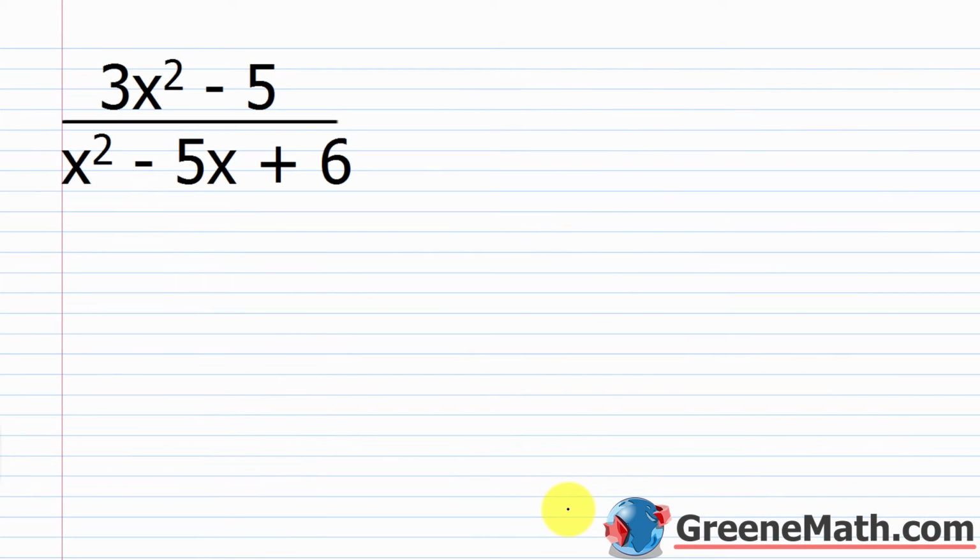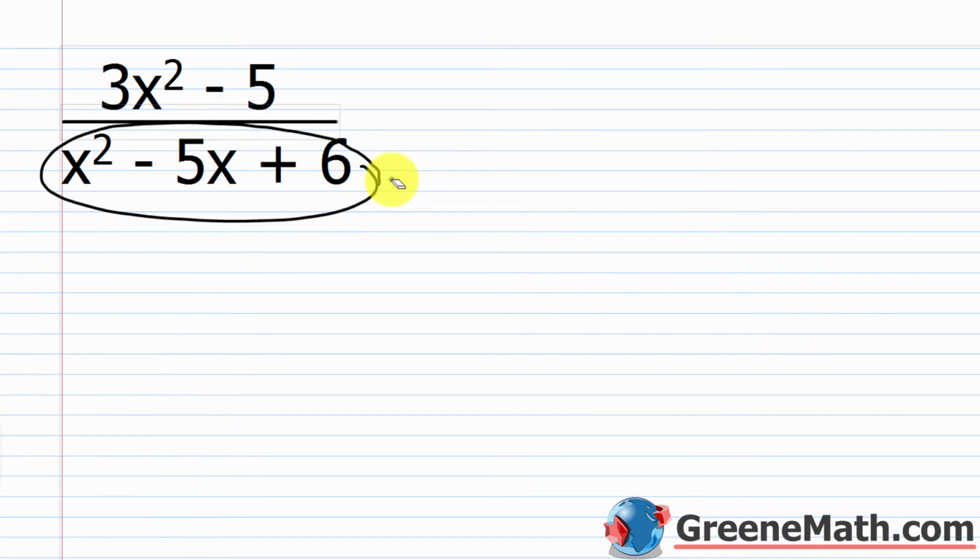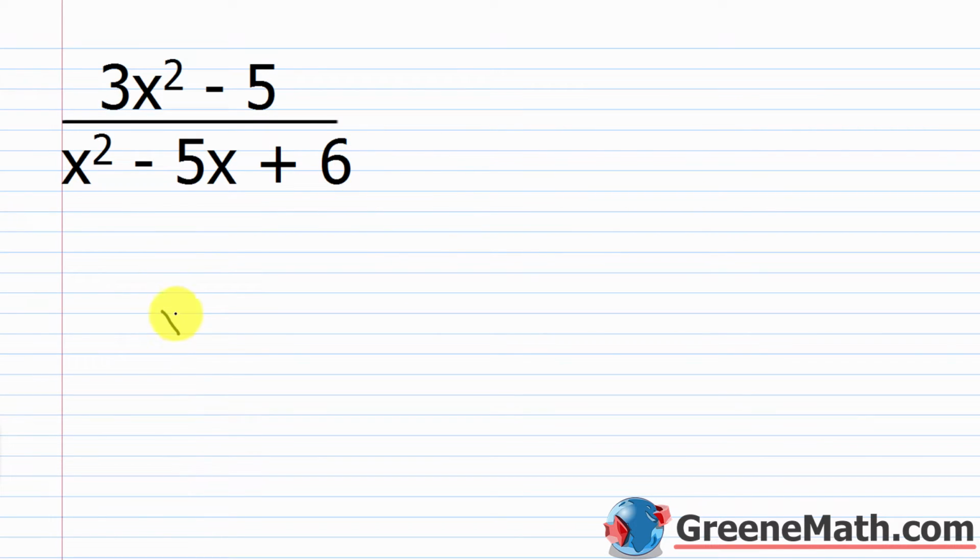Okay, let's take a look at another one. So we have 3x squared minus 5 over x squared minus 5x plus 6. Again, the denominator cannot be 0. The only way to make it 0 is to plug in values for x that result in this becoming 0. So what I would do is set x squared minus 5x plus 6 equal to 0, find out what those values are, and those are going to be the restricted values.